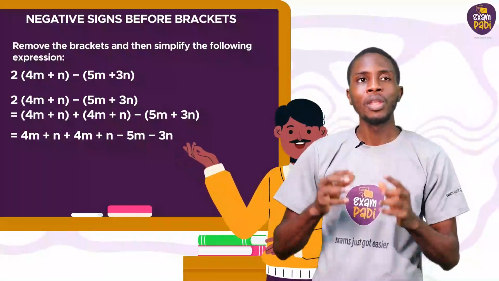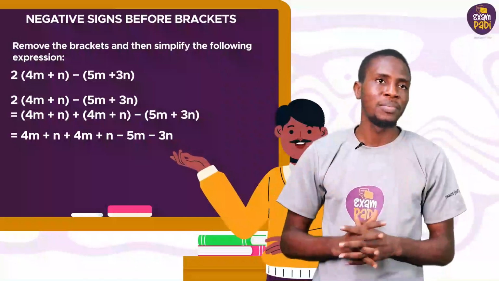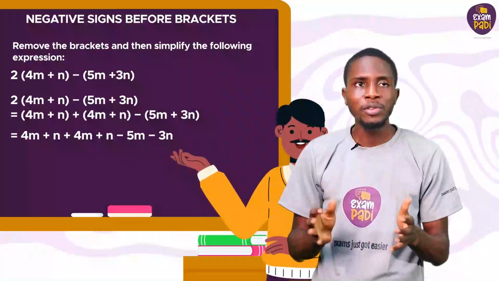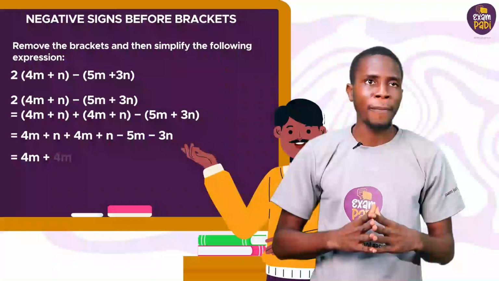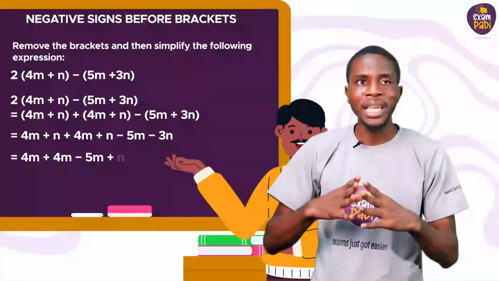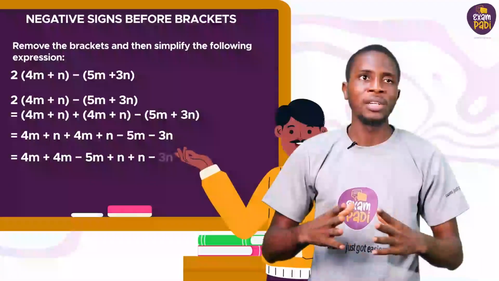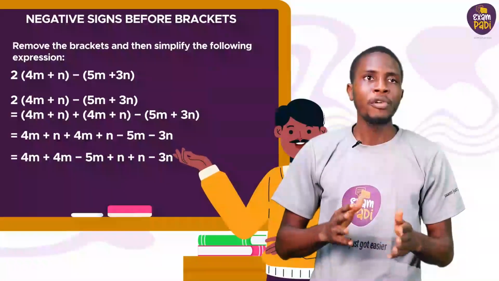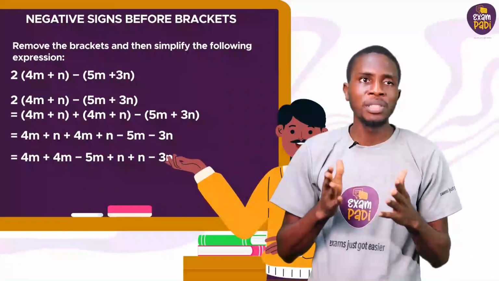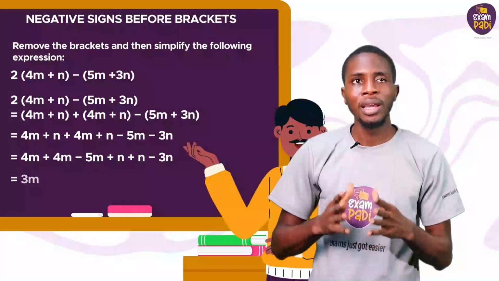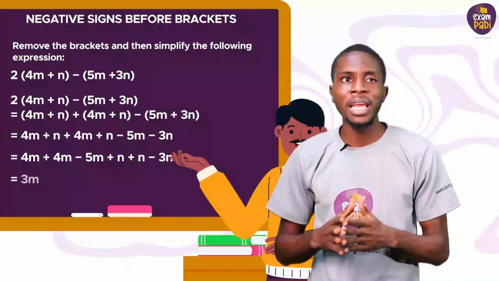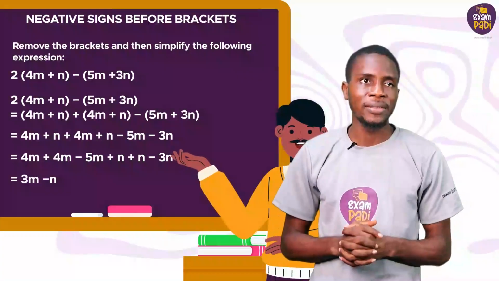Step 3. Collect like terms and simplify. This gives us 4m plus 4m minus 5m plus n plus n minus 3n. 4m plus 4m minus 5m gives us 3m. n plus n minus 3n gives us minus n.